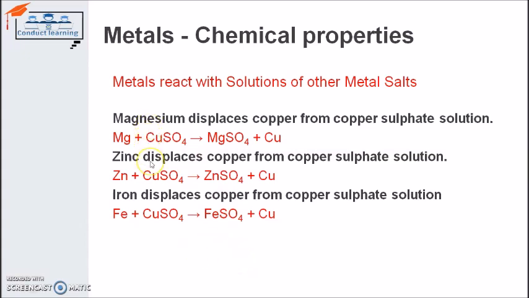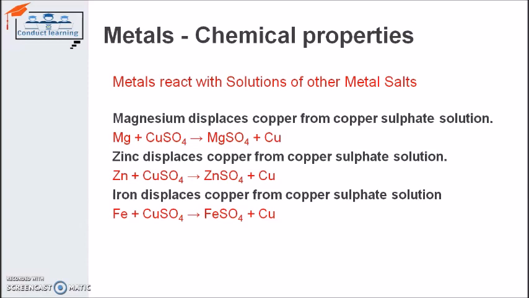Zinc and magnesium are new, in which magnesium when reacting with the copper sulfate solution forms magnesium sulfate and copper. That means to say magnesium is more reactive than copper. Another example is zinc and copper sulfate solution, in which zinc displaces the copper from copper sulfate solution and forms zinc sulfate and copper. That means to say zinc is more reactive than copper.